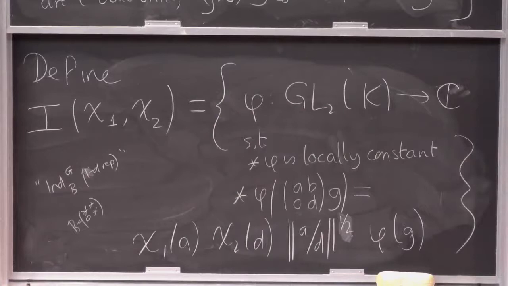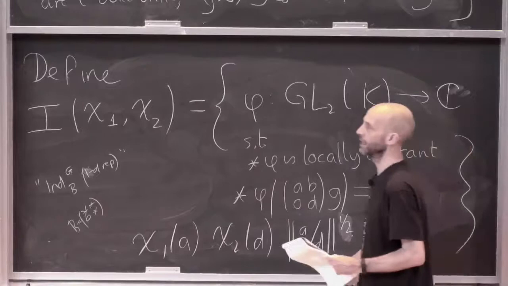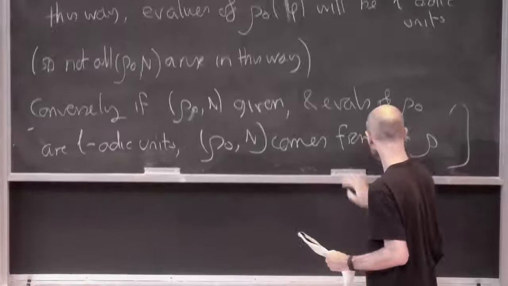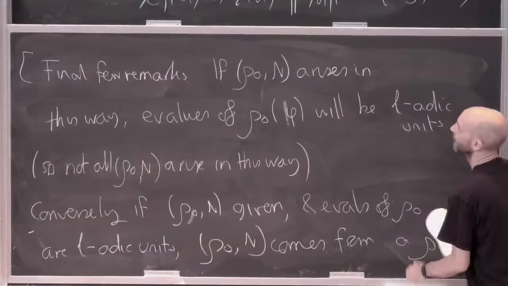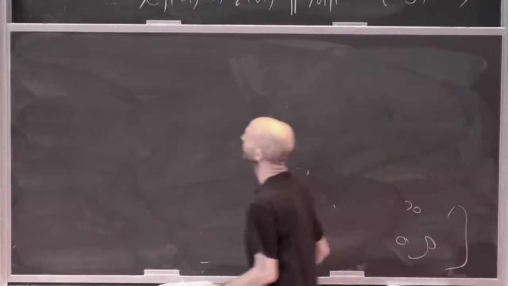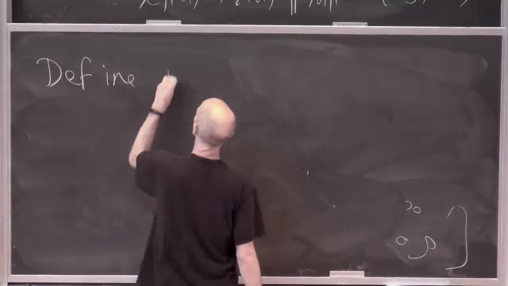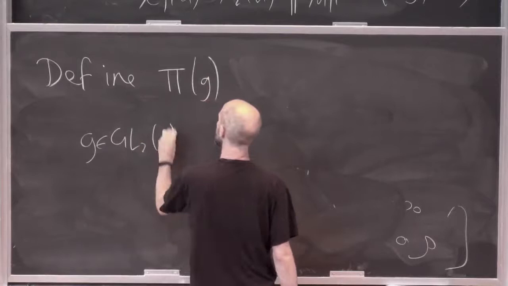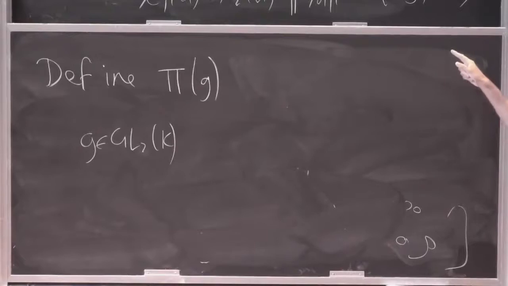So I'm just going to finish by saying how, I just need to finish by giving an action of GL2 of K on that space. That's the last thing I'll write before the break. How does GL2 of K act on this space I(chi1, chi2)? Let's define pi of G, where G is in GL2 of K. That's supposed to be a map from this complex vector space to itself.